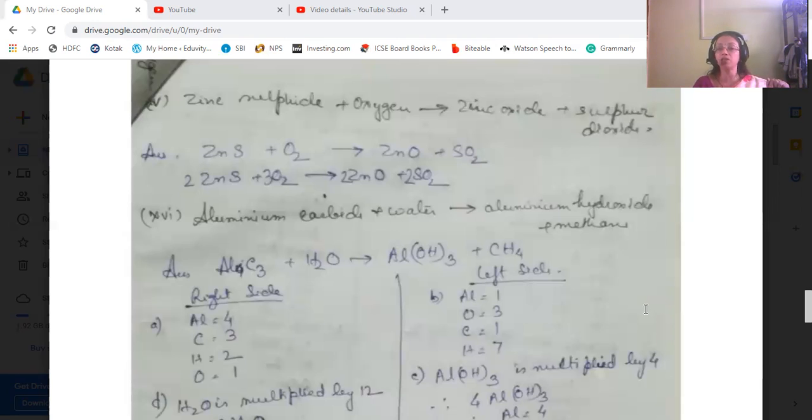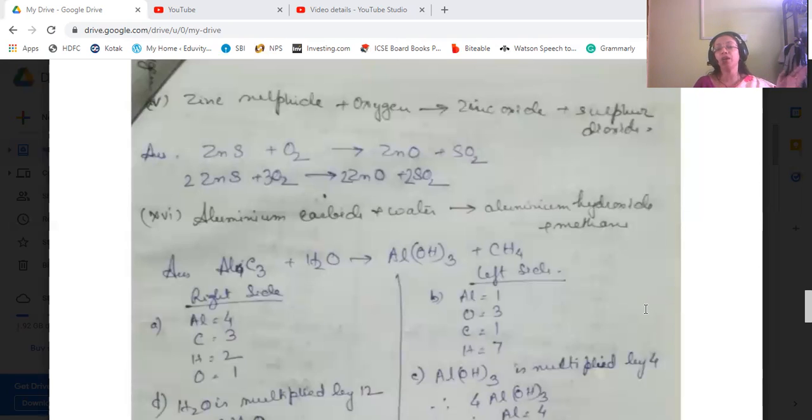Now we come to the next equation. Aluminium carbide plus water gives us aluminium hydroxide plus methane. So the skeletal equation becomes like this: Al4C3, because carbon has a valency of 4. So Al4C3 plus H2O gives us Al(OH)3 plus CH4.